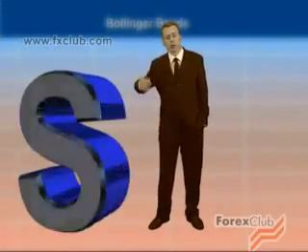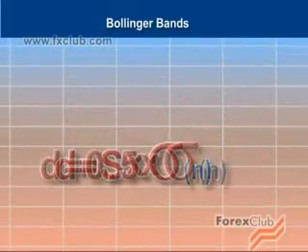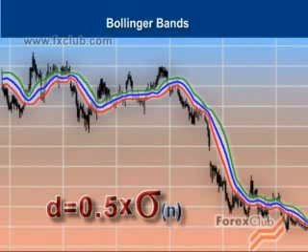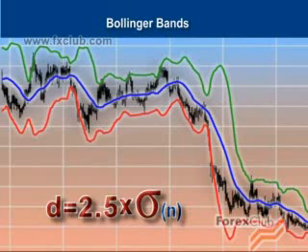So let's get back to S. D is the width of the range and is equal to S multiplied by sigma. To calculate D, we need to know how many bars our sigma is for and what value of S we've selected. Sigma is calculated for the same period n, which we set for the moving average. If we take S to equal 0.5, then D will look like this. And if we take S as 2.5, then D will equal 2.5 multiplied by sigma, and the Bollinger range will look like this.